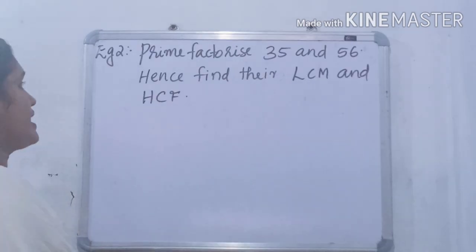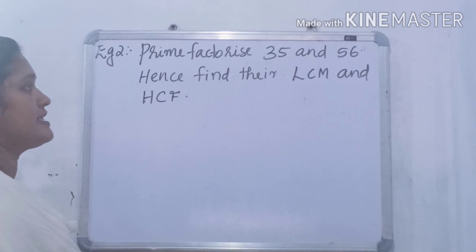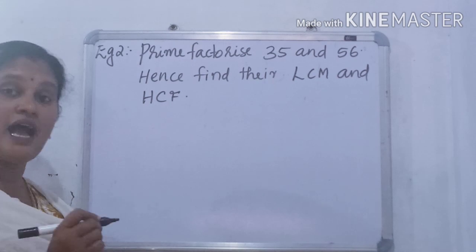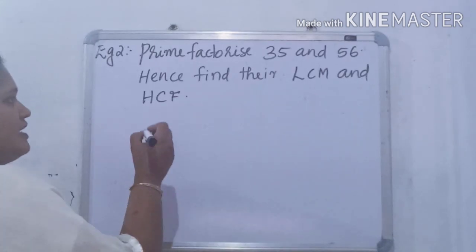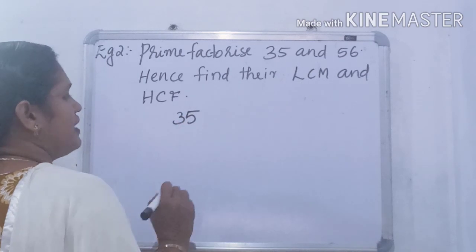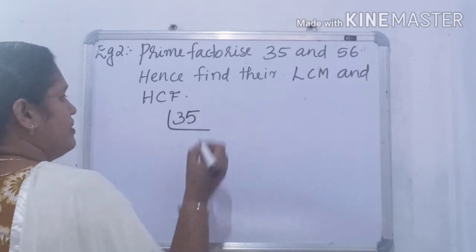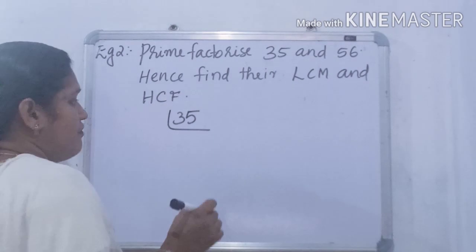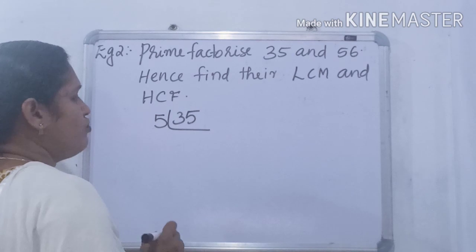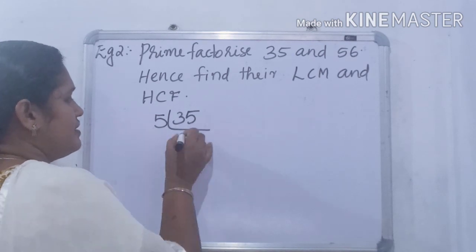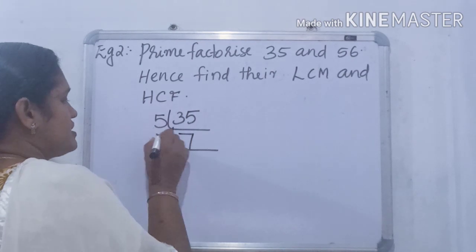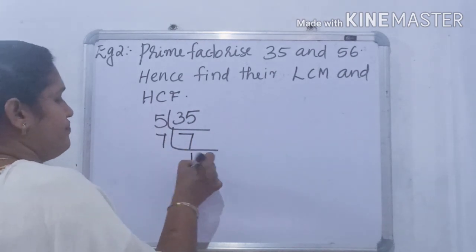Next is example 2. Prime factorize 35 and 56. Hence find their LCM and HCF. 35. 35 is an odd number, but it is divisible by 5. How many times 5s are there in 35? 7 times. 7 is a prime number. It is divisible by 7 only.